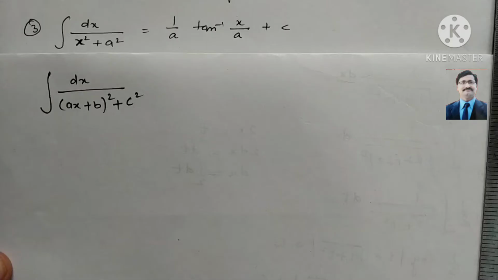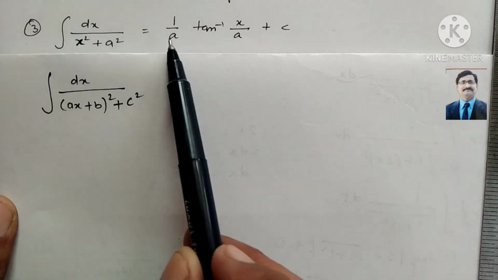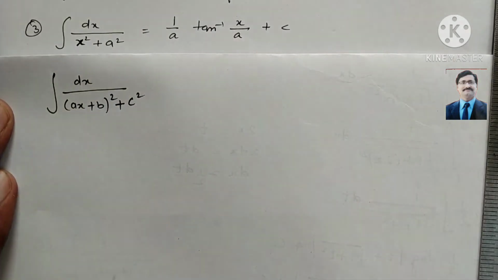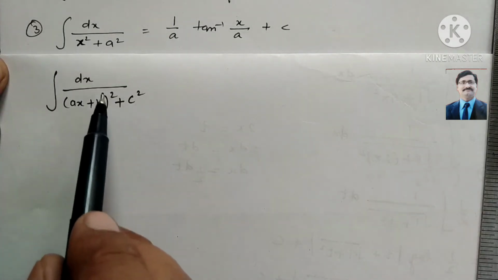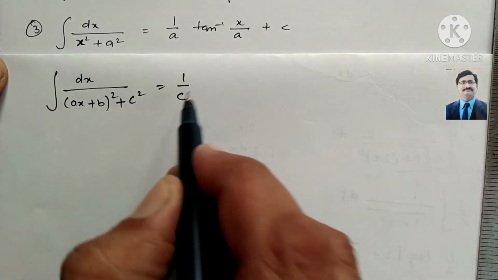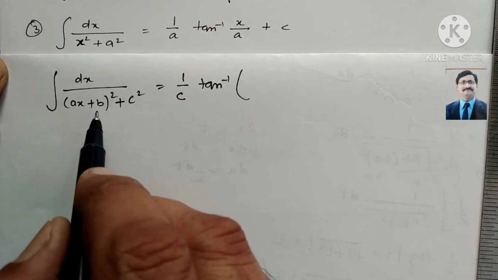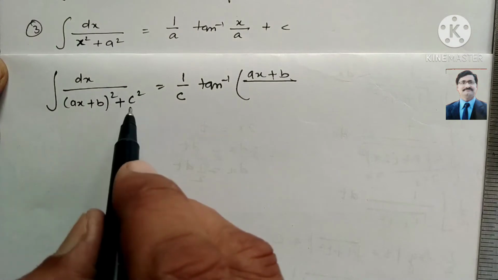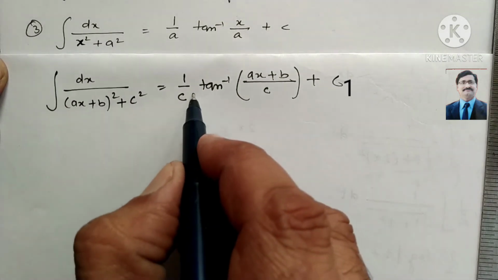All understand this? Look here, we know the integral of dx upon x square plus a square is equal to 1 upon a tan inverse x by a plus c. In this question, the integral of dx upon (ax plus b) whole square plus c square, these both are the same. 1 upon a means we have 1 upon c, and tan inverse, in place of x we have ax plus b, so we write tan inverse of (ax plus b) by c. And the coefficient of x is a, so we have to divide by a.